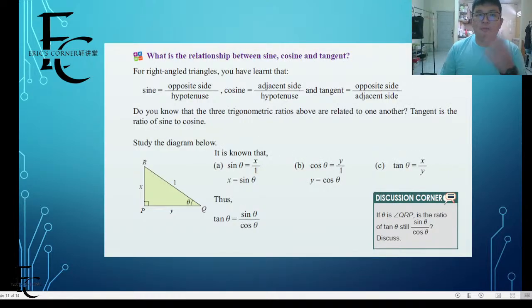So what is the relationship? This is the example. In the right angle triangle, how do we derive the tangent here? Tangent, sine and cosine. From this table, we can know that tangent of the angle equals sine over cosine. Sine over cosine here.